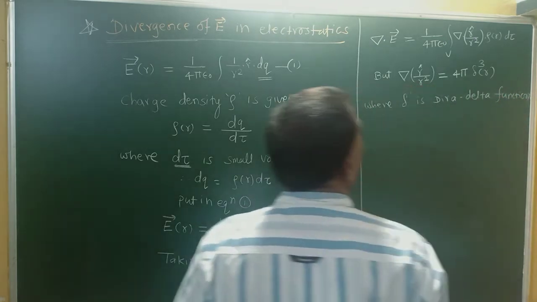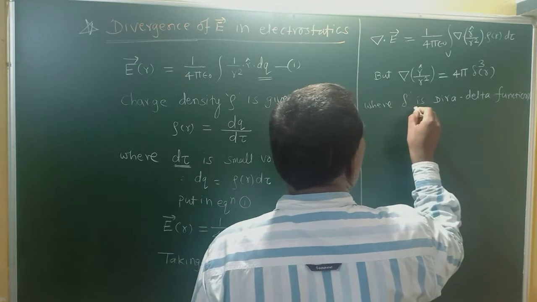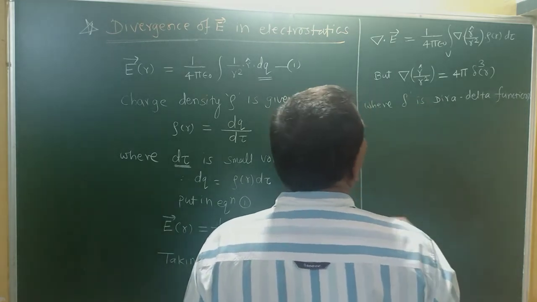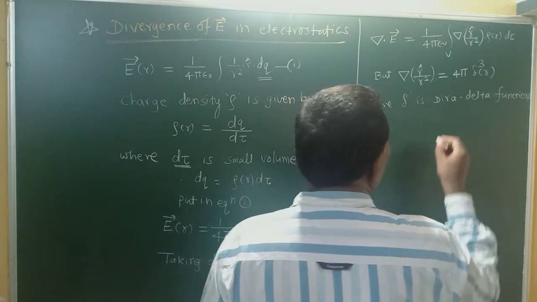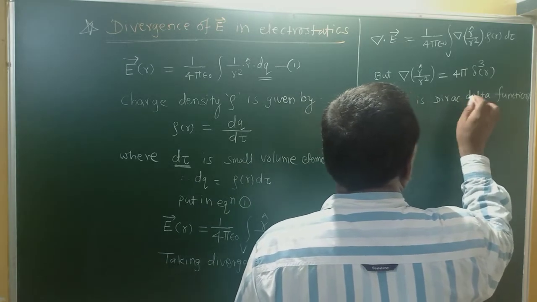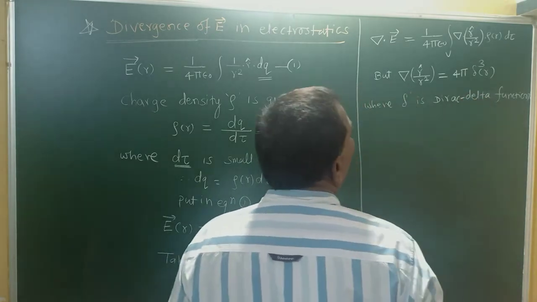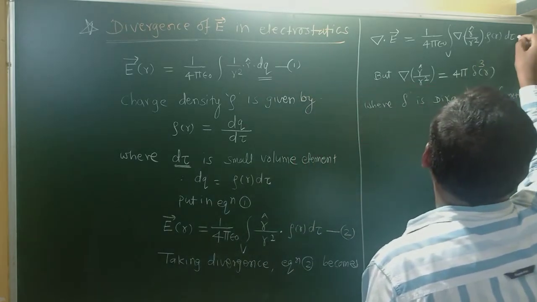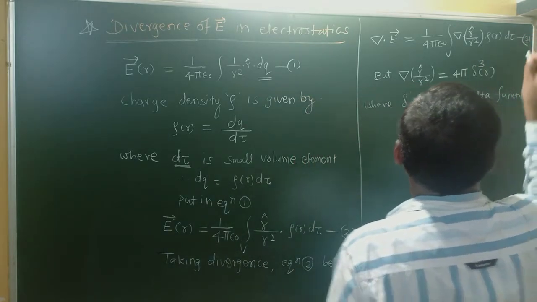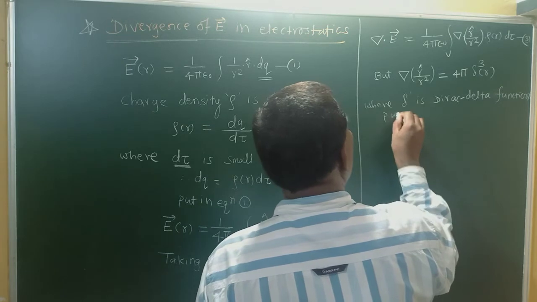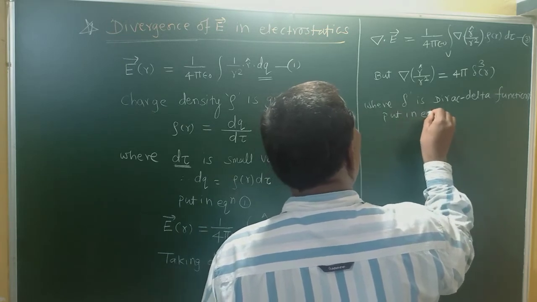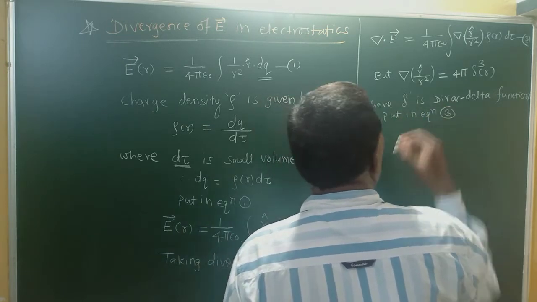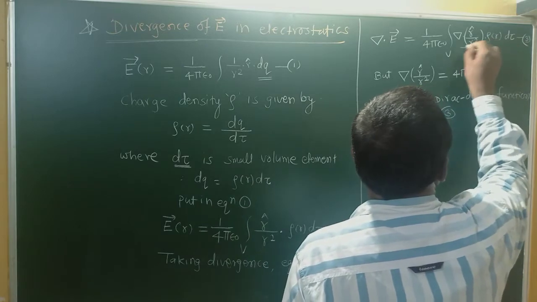Delta is a Dirac delta function. This is the equation we have to consider, say, equation 3. Put this value in equation 3, we have to substitute it here.